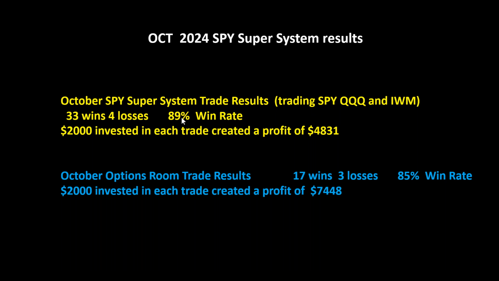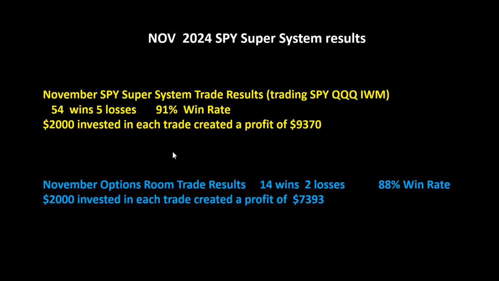This was October. Now it's important to understand that the SPY super system results that we had, 4,831, and in the room we had 7,448. This is not included in this. These are completely separate profits and losses based on two different kinds of methodologies. This is the SPY super system that you're basically managing yourself. These are the ones that we take in the room. These are the ones that I'm posting and sending alerts out on. Okay.